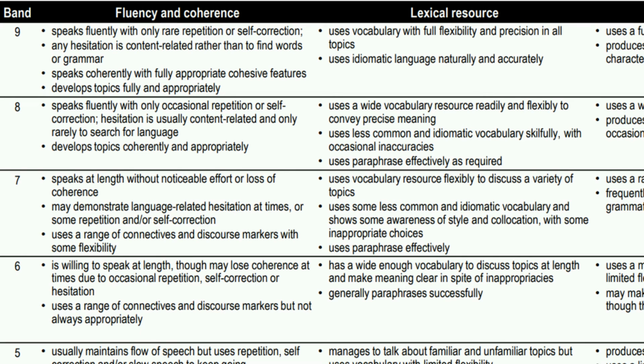For getting a band 6 in fluency and coherence, you should speak at length, though may lose coherence at times due to occasional repetition, self-correction, or hesitation. Use a range of connectives and discourse markers, but not always appropriately.